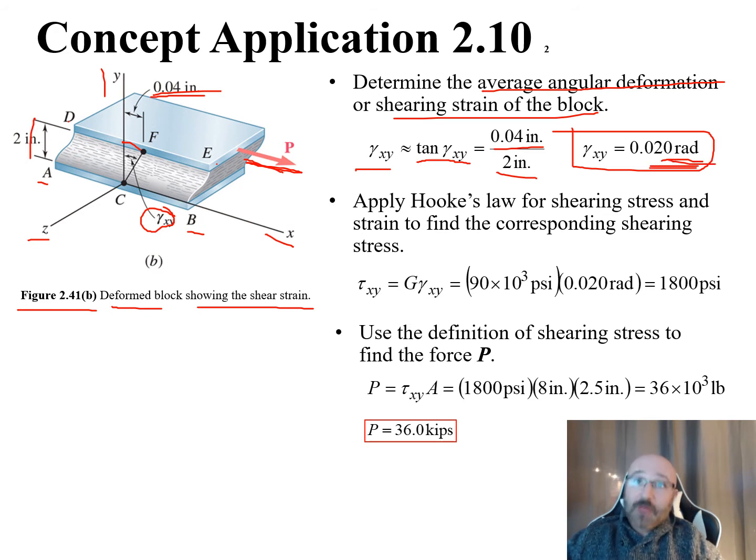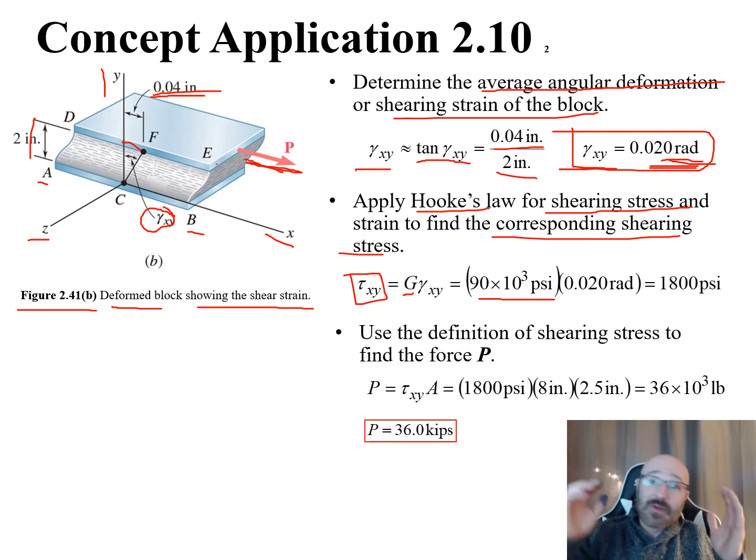Now that we have a value for the shearing strain of the block, gamma xy, we can apply Hooke's law for shearing stress and strain to find the corresponding shearing stress. We want to solve for this shearing stress, tau xy. We were given our modulus of rigidity, which was 90 times 10 to the third psi, and this is given in the problem statement. Again, it's great to have that first page to reference back to. We have all of your givens listed out, and exactly what you're trying to find in the end.